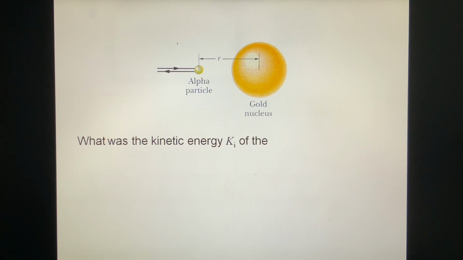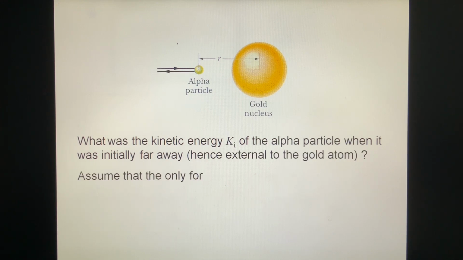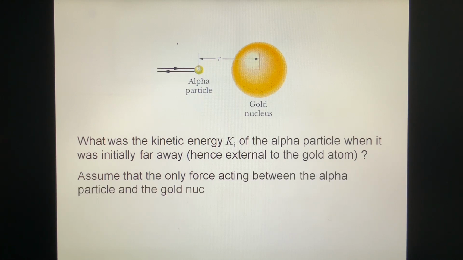What was the kinetic energy Ki of the alpha particle when it was initially far away, hence external to the gold atom? Assume that the only force acting between the alpha particle and the gold nucleus is the electrostatic force, Coulomb's law.